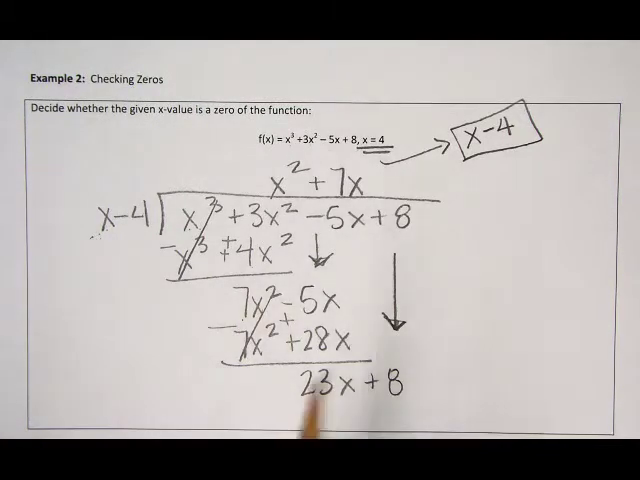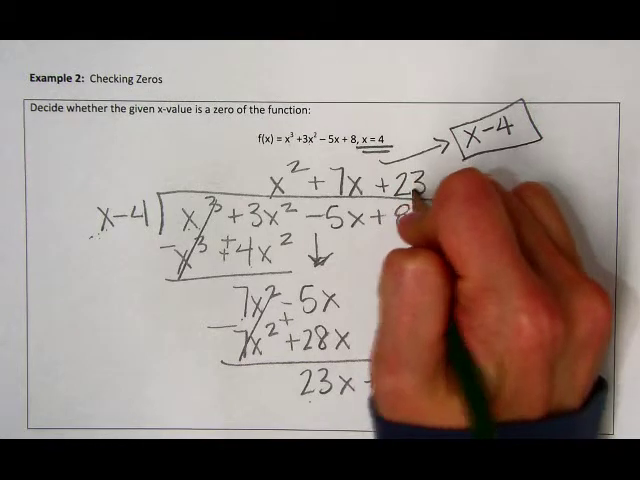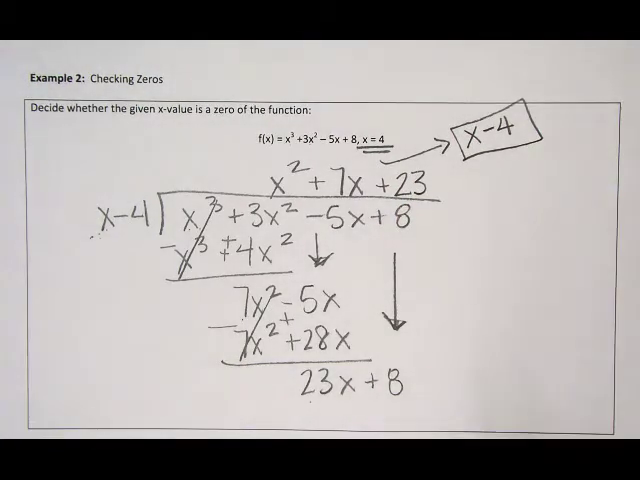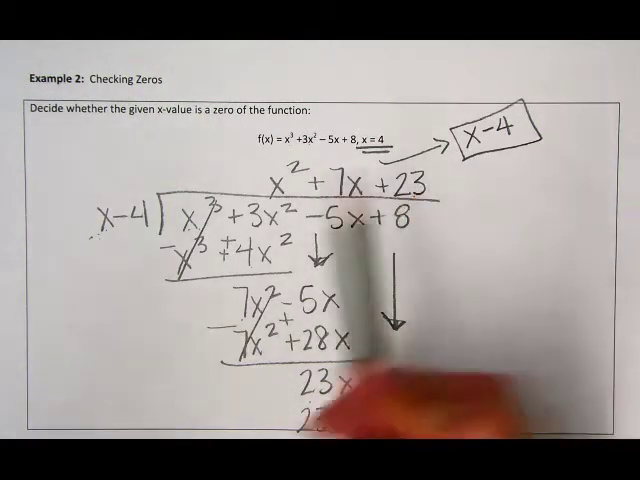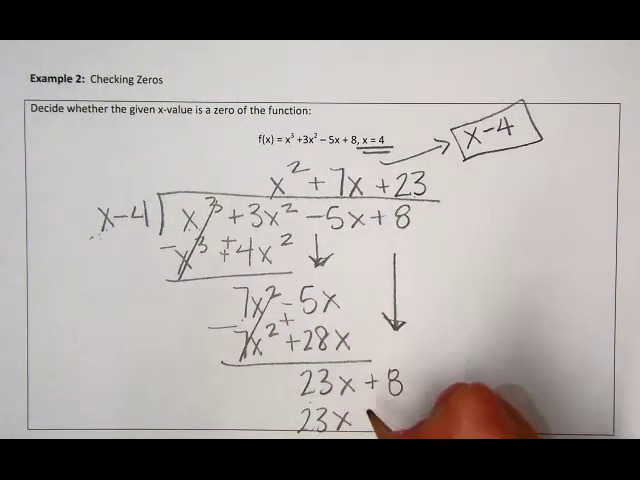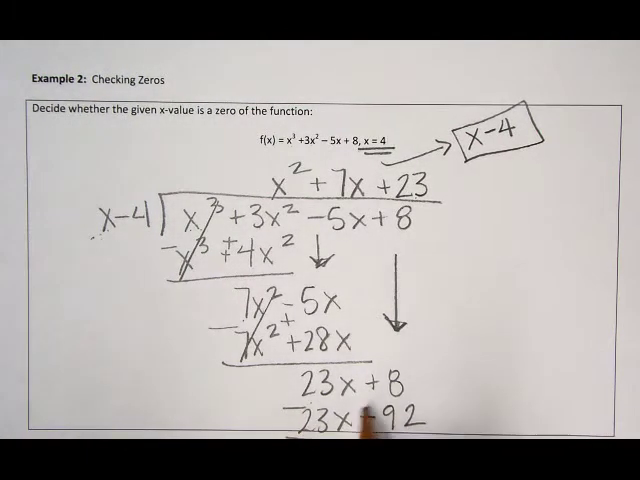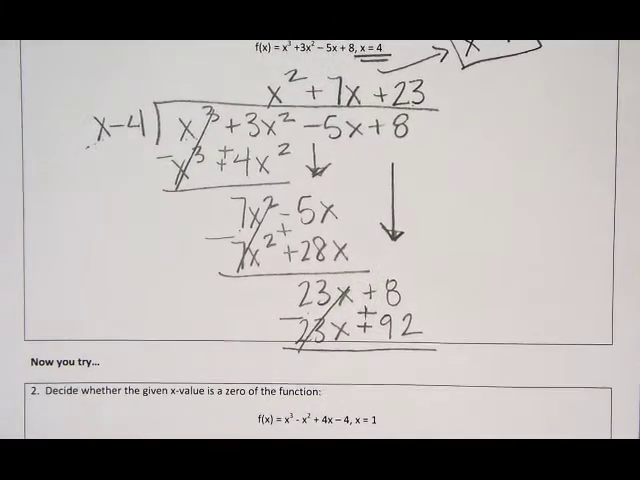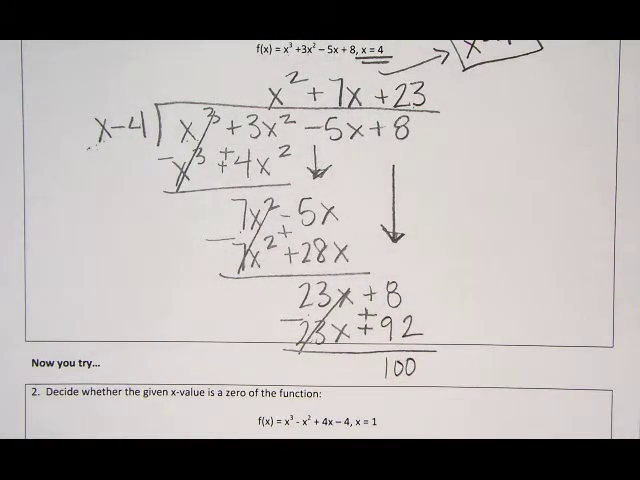Leading x is x, inside x is 23x, so I obviously have a positive 23 that's missing. 23 times x gives me 23x. 23 times negative 4 gives me a negative 92. It's a big number. Subtract again. Double negatives here give me a positive. That cancels out to give me 0. And 8 plus 92 gives me 100.